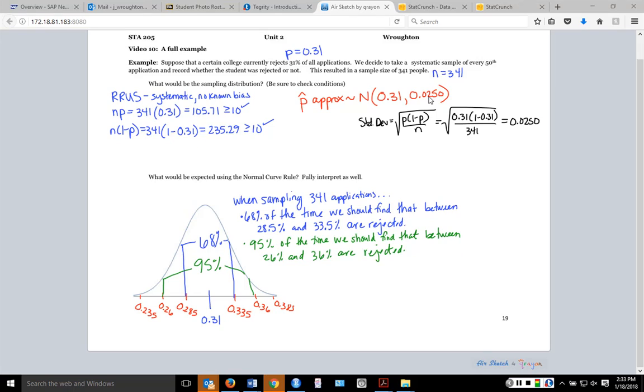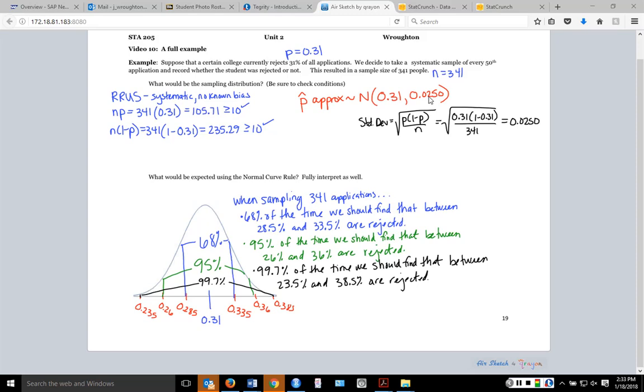And finally, if we go out that third standard deviation, we should get 99.7%. So in sampling 341 applications, 99.7% of the time, we should find that between 23.5% and 38.5% are rejected.